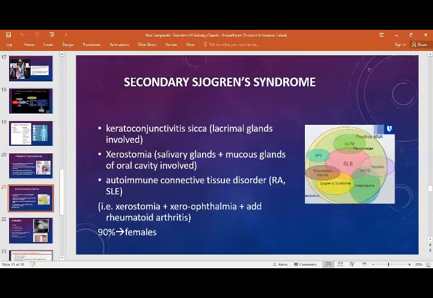The other, as the name says, is secondary Sjogren syndrome. Basically it is called secondary because it has the primary symptoms of Sjogren syndrome, but it is associated with some other autoimmune connective tissue disorder like rheumatoid arthritis, as well as SLE, that is systemic lupus erythematosus. So along with xerophthalmia, xerostomia, and rheumatoid arthritis, as it is associated with SLE and RA, it occurs in 90% of females.